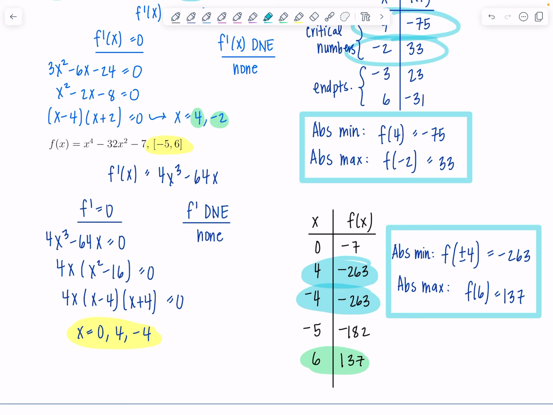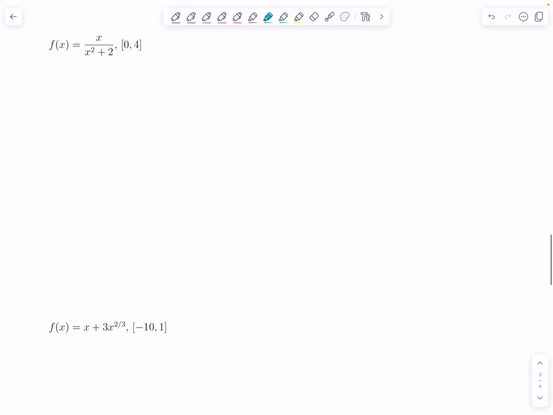Good. Couple more, and this time we're going to have more involved derivatives. You can't just deal with polynomials exclusively your entire math career, so sorry. Okay, f of x equals x over x squared plus 2 on the interval from 0 to 4. So here we go. We got to do the quotient rule, right? Hooray! Pretend you're excited. It'll help. So we've got low d high, minus high d low over low squared.